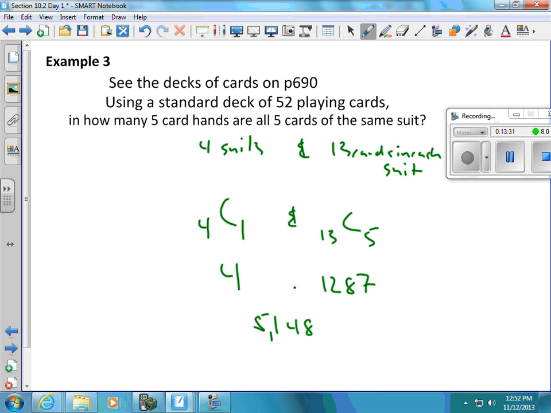So that's kind of a hard one to see possibly. Let's go through it one more time. If you're all the same suit, you're one of 4 suits: hearts, diamonds, clubs, spades. That's the 4C1. And once you choose a suit, you have to choose 5 cards out of the 13. So you have to do both things. Both things have to happen. That's an and, that's a multiply. Okay, so that's an implied and problem.